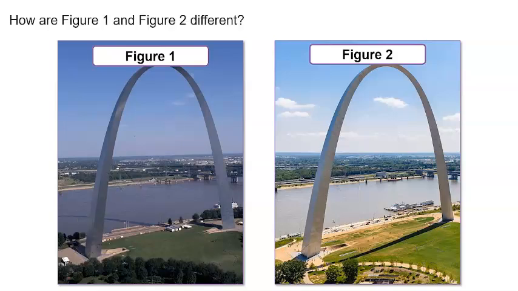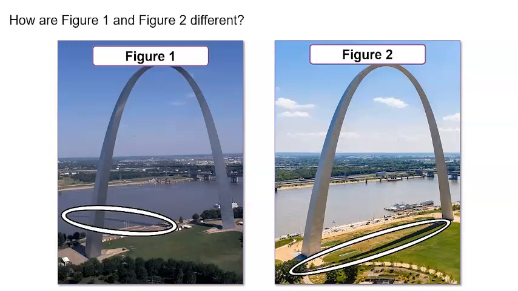So how are figure 1 and figure 2 different? Look at figure 1. The shadow is longer and can be seen over the river. But in figure 2, the shadow is mostly on the grass and looks like it is almost directly under the arch. In figure 1, you cannot see the full shadow of the arch, but in figure 2, you can see the full shadow of the arch.